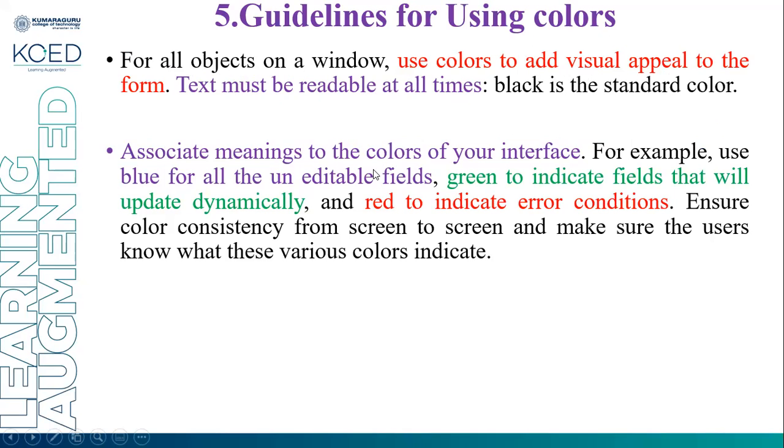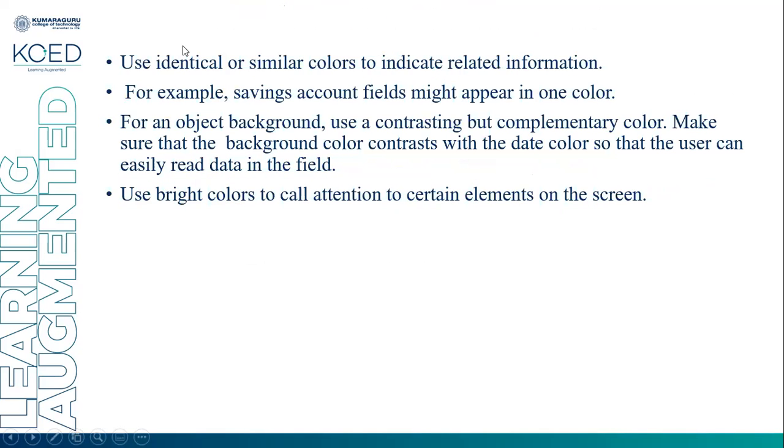Associate meaning to the colors of your user interface. For example, use blue for all uneditable fields, green to indicate the fields that will be updated dynamically, red to indicate the error condition. Ensure color consistency from screen to screen, and make sure that users know what these various colors indicate.